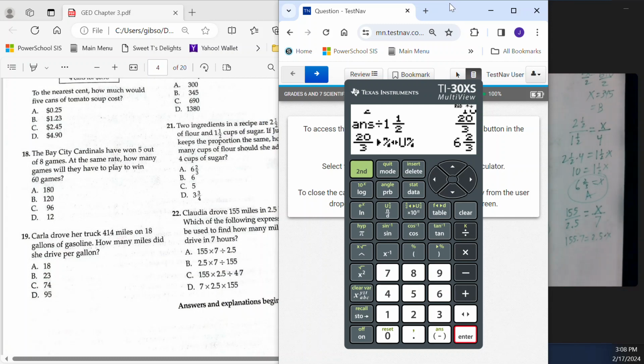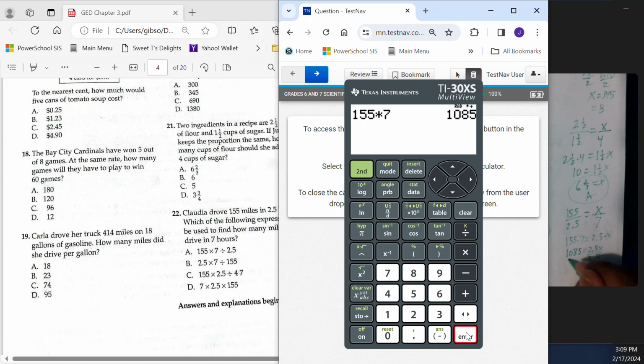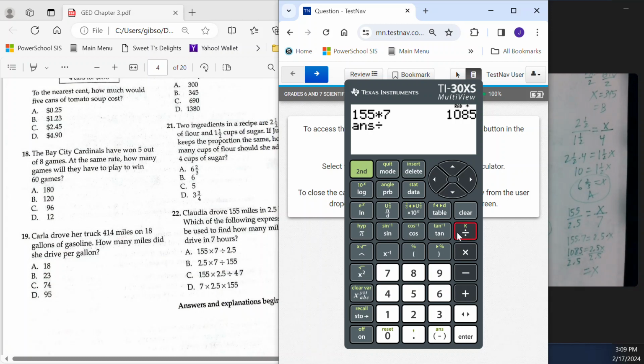So we have 155 times 7. That gives us 1,085 is equal to 2.5x. Now we'll divide each side by 2.5. So we'll take 1,085 divided by 2.5. That gives us 434.